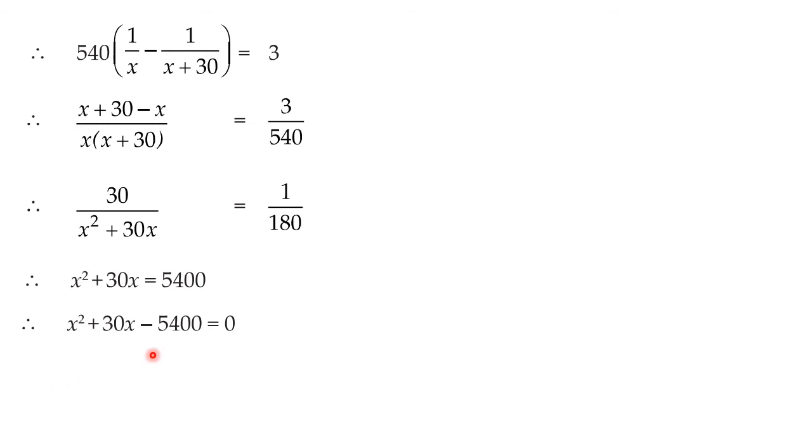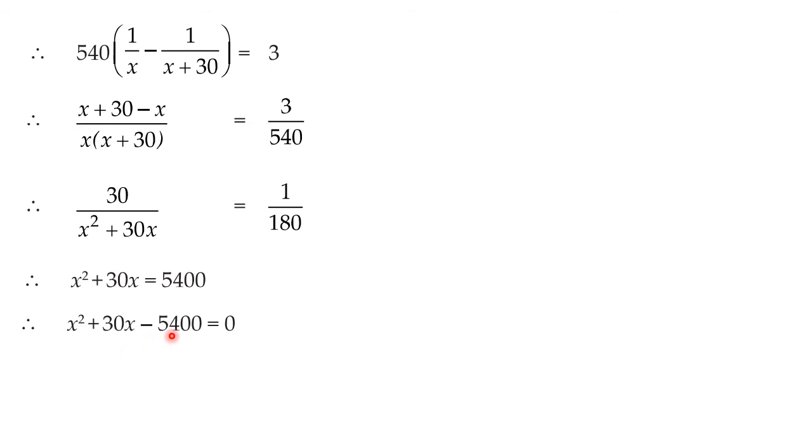Now the next part, an important part, is to factorize it. We have to split this middle term. So here you have to find two numbers such that the product is 5400 and the difference is 30. See, the last term is negative, that means we are going to think of difference.